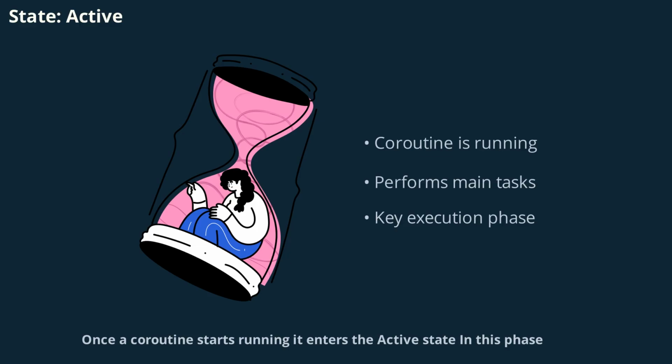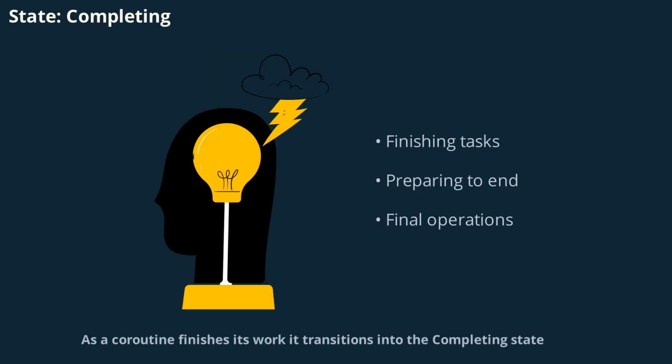Once a coroutine starts running, it enters the active state. In this phase, the coroutine is executing its assigned tasks. This is where most of the work happens, such as fetching data, processing information, or updating the UI. Monitoring the active state is crucial for understanding when your coroutine is busy and when it's ready for the next step.